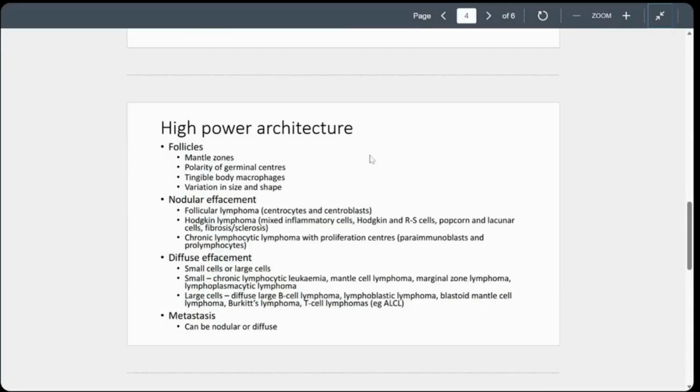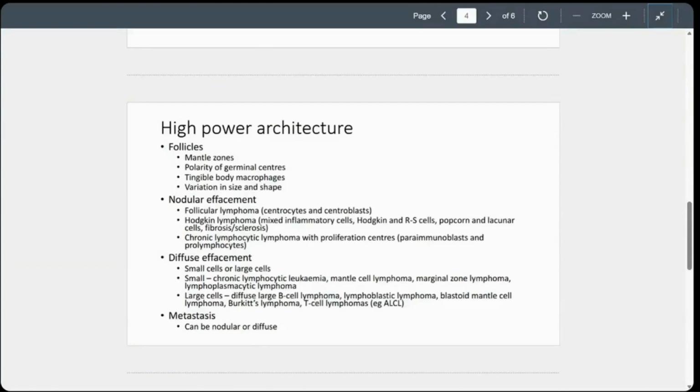In the follicles, assess the mantle zones. Are the mantle zones well developed, or are they a bit thin in places? The germinal centers, are they lighter or darker at one side than the other? So there's polarity to them. Are there tingible body macrophages? If they're present, then it is reactive. It's very rare to get tingible body macrophages in follicular lymphoma. You may, in a lymph node with follicular lymphoma, get tingible body macrophages in 1 or 2 of the follicles, but even that would be rare.